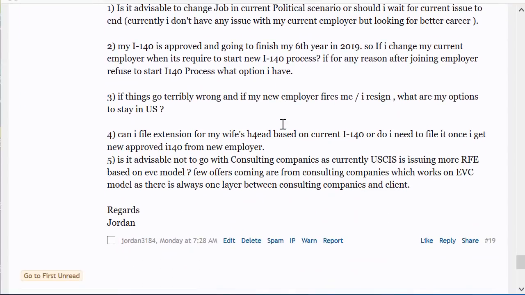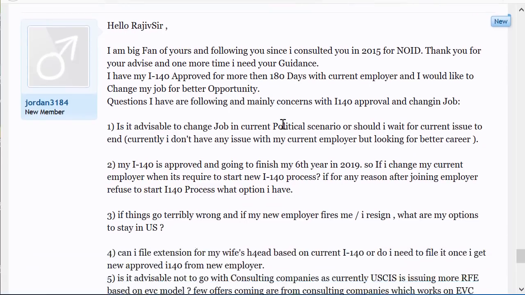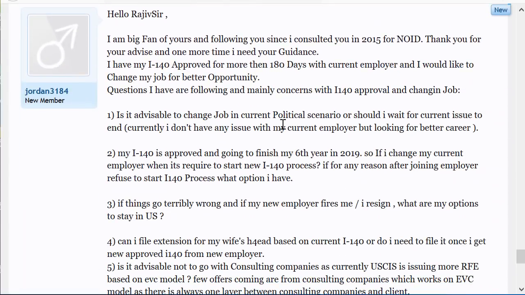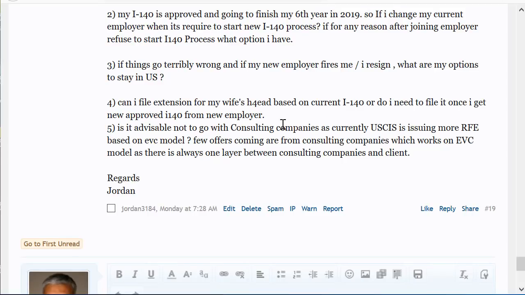If the new employer fires me, what are my options to stay in the US? Well, I don't think you would have too many options without an H1, because your current right to stay in the US is governed by your H1. Can I file an extension for my wife's H4 EAD based on the current I-140? You can. And if your I-140 stays, that's another advantage of keeping it approved for 180 days. Was your I-140 approved for 180 days? Oh yeah, it is approved. USCIS has said they will let the benefit of the H1 extensions also go into the H4 EAD extensions. So you don't have to wait for the second I-140 or second H1. You can keep extending her H4 based upon the existing I-140. I don't see that as a problem.